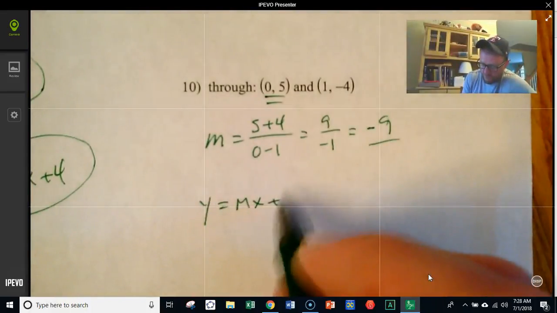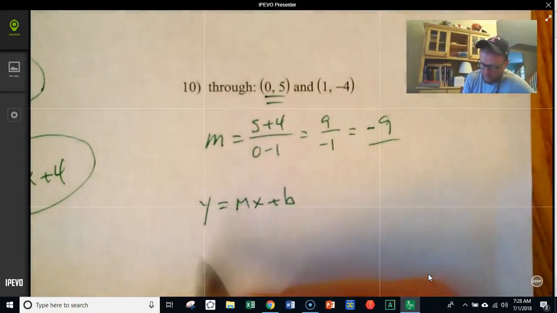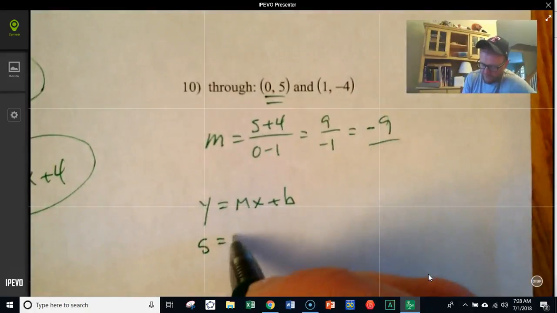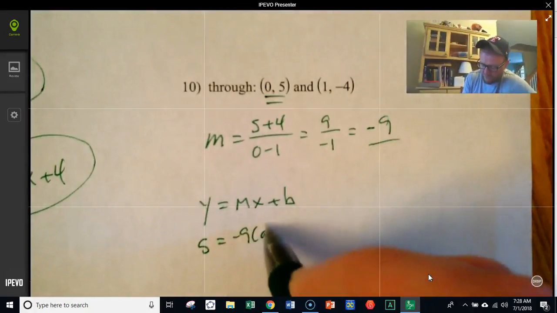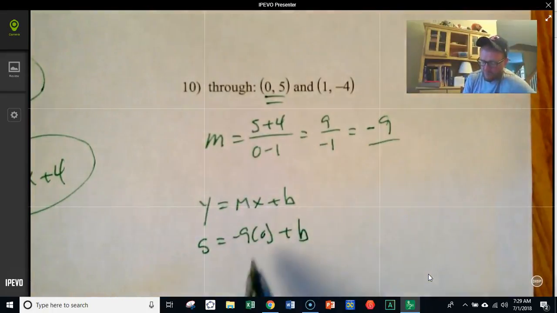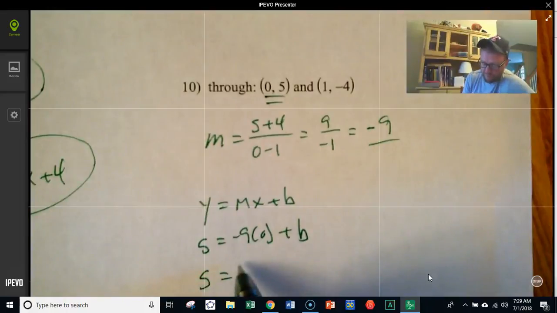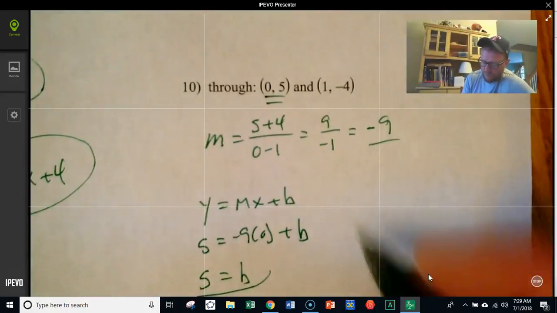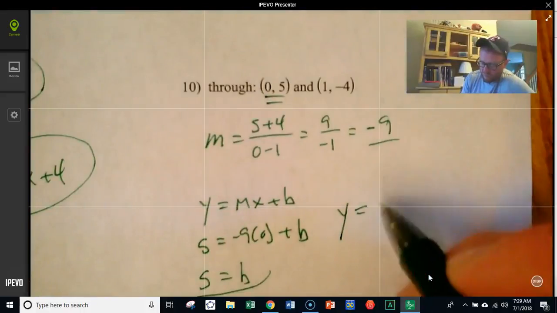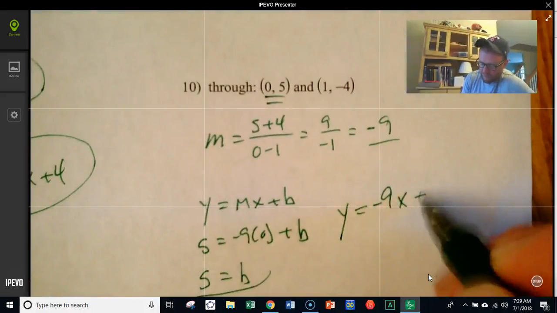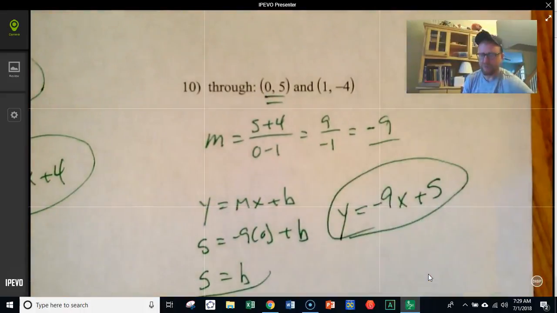Y equals mx plus b. Y will be 5. M is negative 9. X is 0. Plus b. So you notice whenever the x-coordinate in the point we're using is a 0, the whole slope part just goes away, it disappears, and all that's left is b, and then whatever we had for input for y. So y equals negative 9x plus 5.